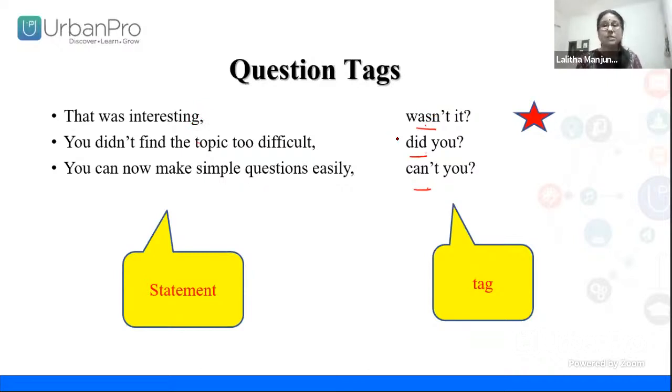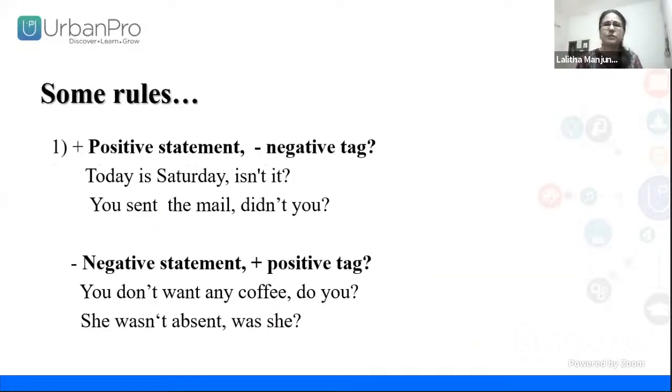So now let's see what is the right way to use question tags to make questions. Okay. So there are some rules. When the statement is positive, the tag should be negative. And when the statement is negative, the tag should be positive. You always need to follow this rule. Okay. That was easy, wasn't it? Okay. Today is Saturday, isn't it? You don't want any coffee. So this is a negative statement. So how should the tag be? Do you?